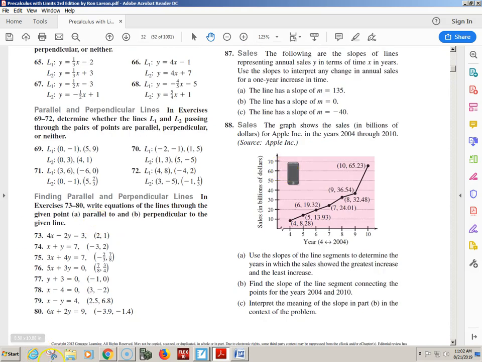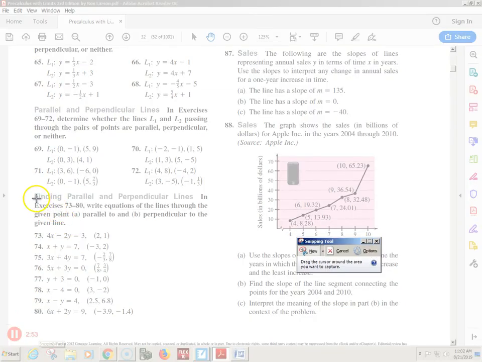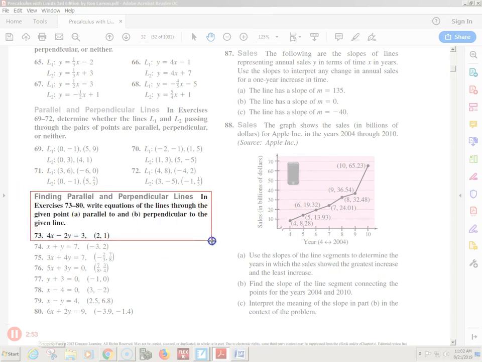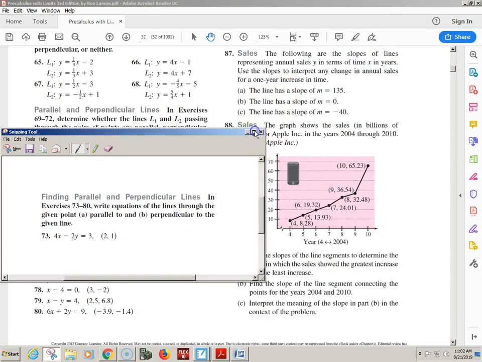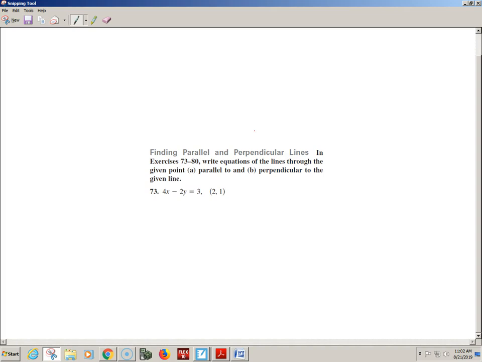73 was a honking problem. Does anybody have any questions on 73? No, because you're honors. Ooh, Alec, what's your question on 73? I didn't know what to do. Good, thank you. That's exactly what I was looking for. What were you given in number 73? A standard form of a line and a point.